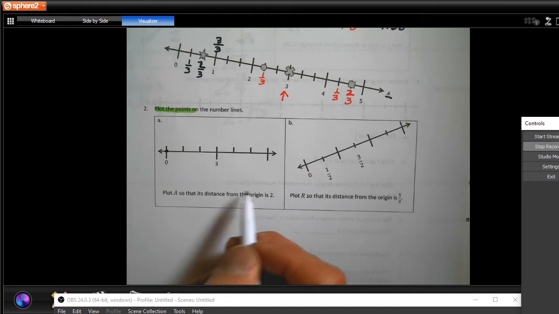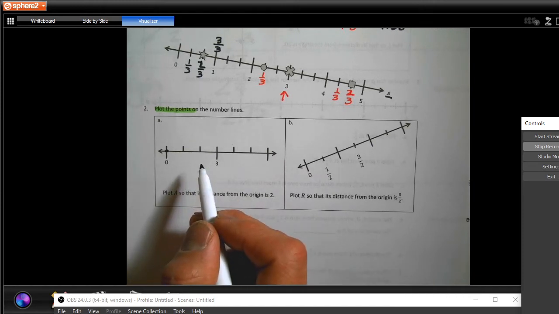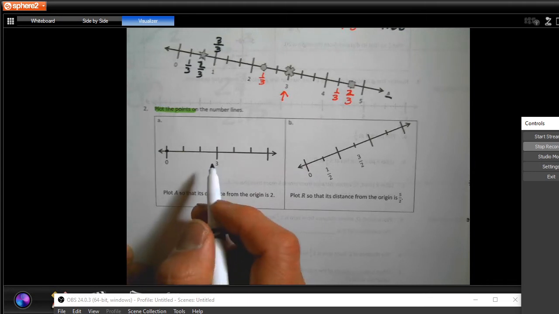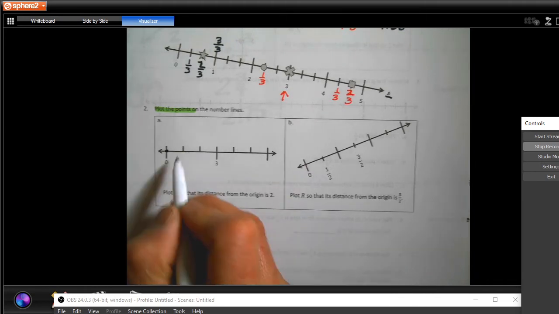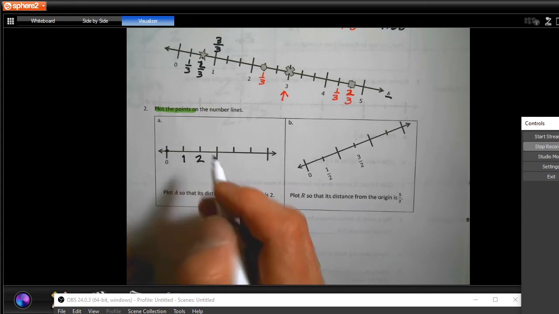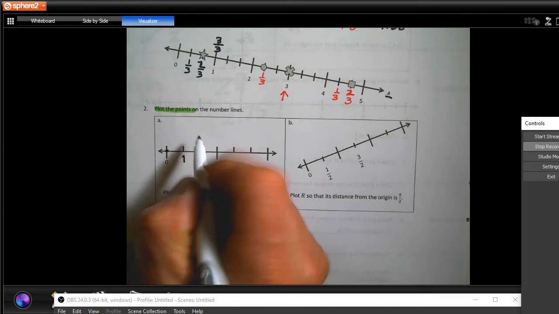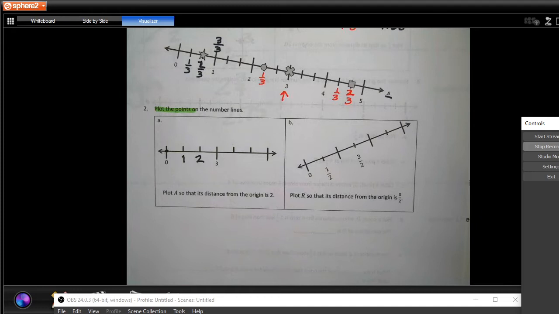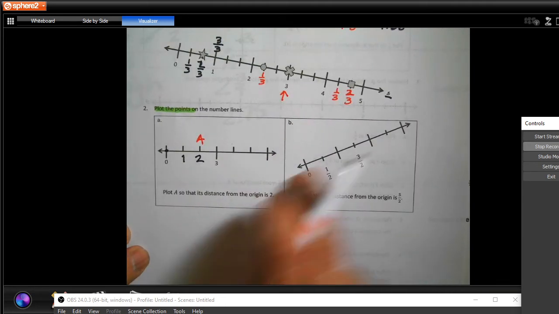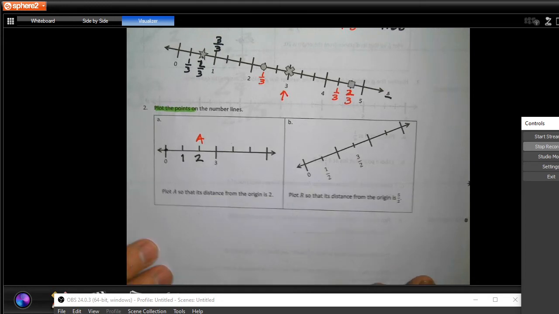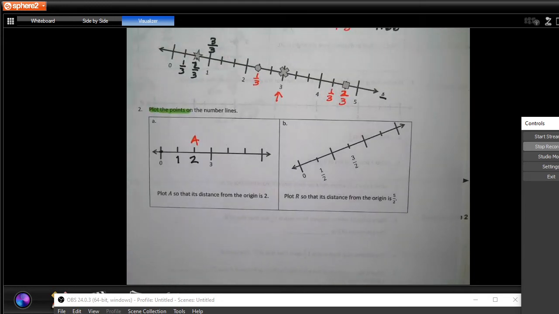So as you can see, there is no 2 on the number line, right? So let's see. Oh, look at this. This is divided in 3 parts. So this is 0, this is 1, this is 2. And it says plot A so that its distance from the origin is 2. So here's where A should be. A should be right about 2, because that's what the directions say. So now we found the coordinate for A. And notice that this is a number line that is diagonal. So don't worry about it. It's okay. You can still work with it.